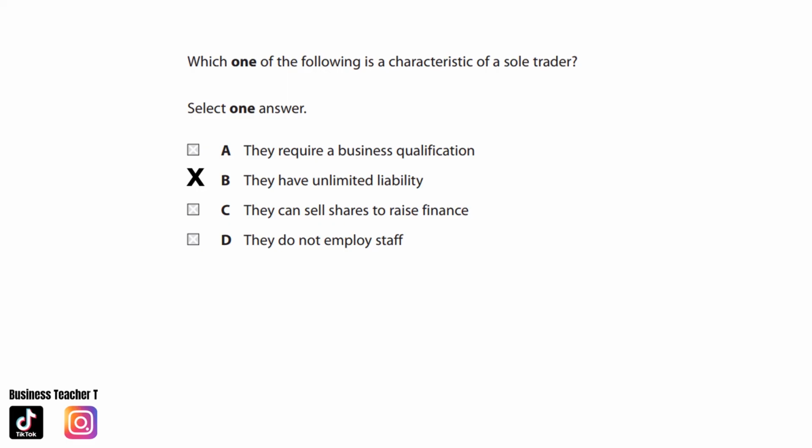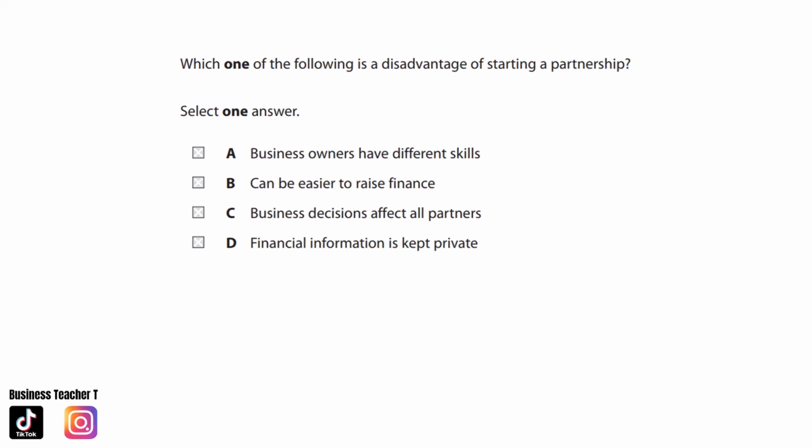Which one of the following is a disadvantage of starting a partnership? Select one answer. Is it A, business owners have different skills? B, can be easier to raise finance? C, business decisions affect all partners? Or D, financial information is kept private? The answer is C, business decisions affect all partners.